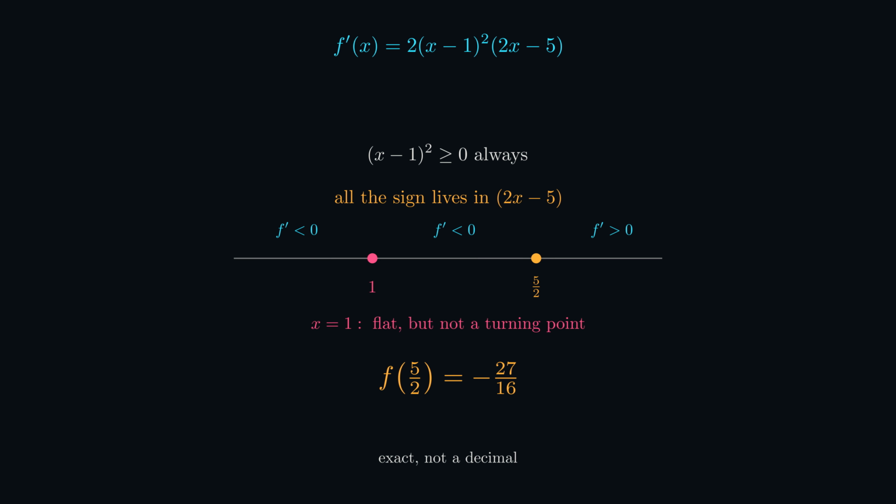Something worth pausing on. X equals 1 is a root of the derivative, but not a turning point. The curve flattens there. The tangent is horizontal and then carries on downward. A flat spot is not a maximum, and this is where reading the algebra beats memorizing a rule. The minimum value itself is exact. Substitute 5 halves and you get minus 27 over 16. Not a decimal, a fraction.